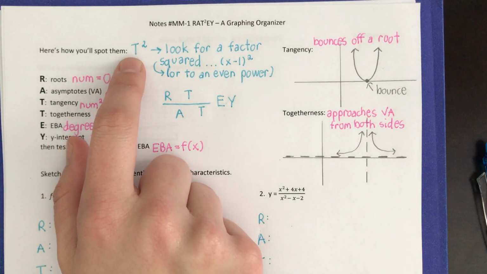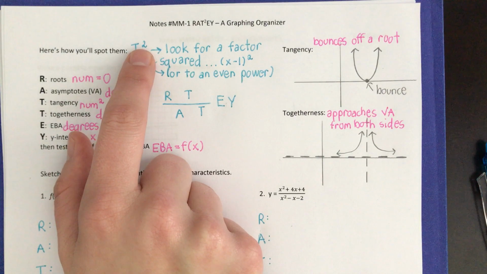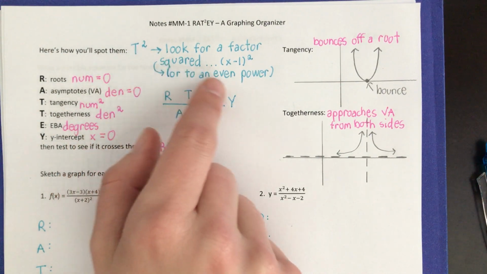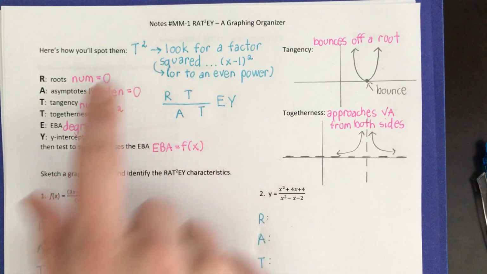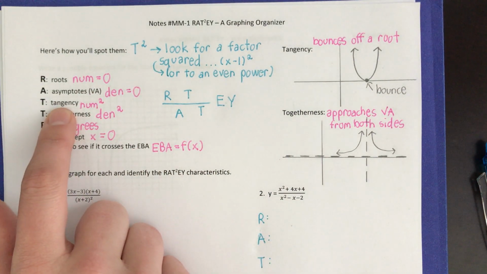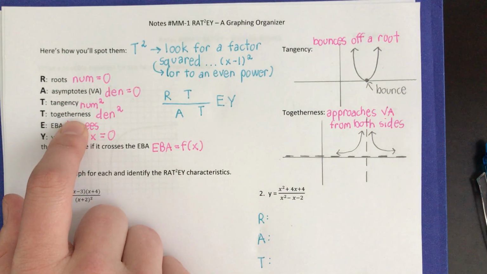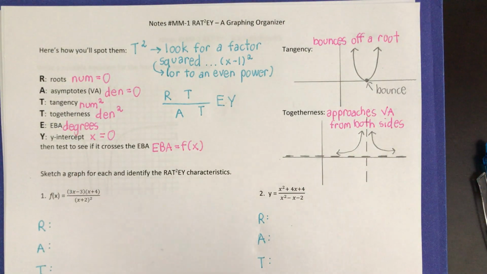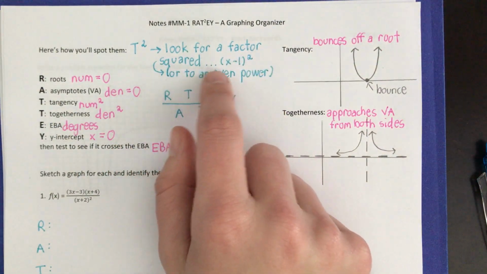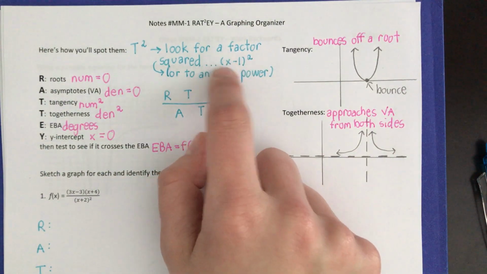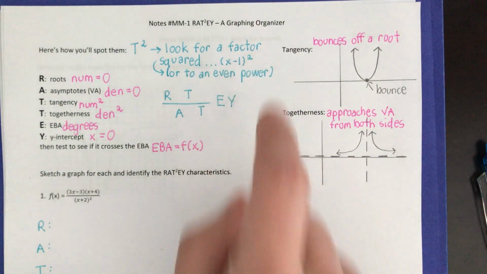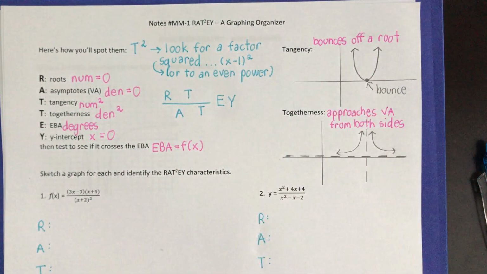And what's really cool is the squared, or an even exponent, is what you're looking for whenever you're looking for those two items in a rational graph. So tangency and togetherness. And we'll talk about that in a minute. So you will look for a factor squared like x minus 1 squared, or basically a factor to an even power will create these things.